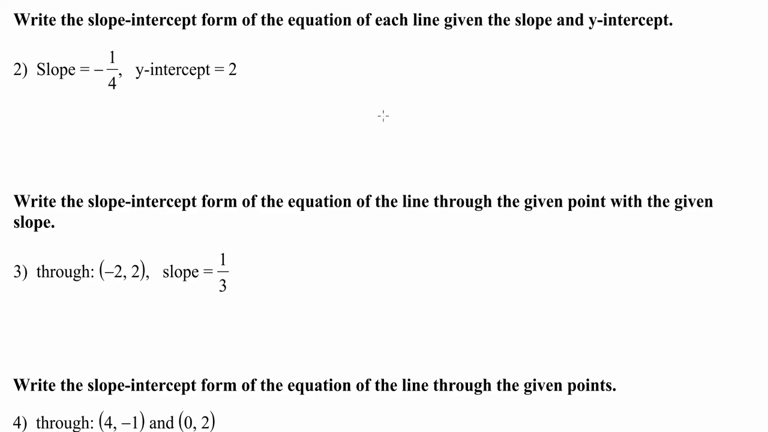So in our next example, number 2, once again, we're writing the equation in slope-intercept form, and they give us the slope, negative 1/4, and the y-intercept is 2. So again, our equation is y equals mx plus b, and all we have to do is put the slope in front of x and the y-intercept behind x. So our equation is going to be y equals negative 1/4 x plus 2.